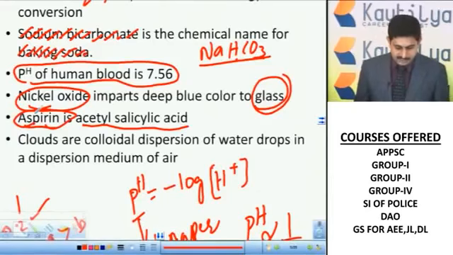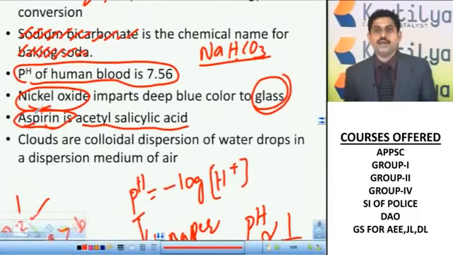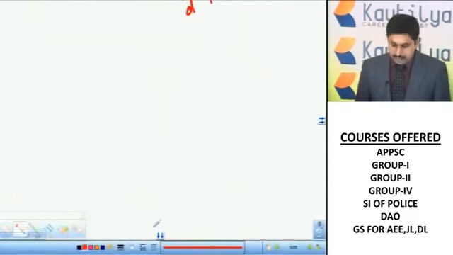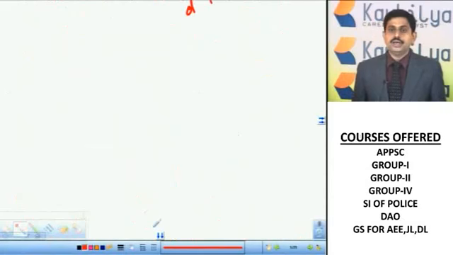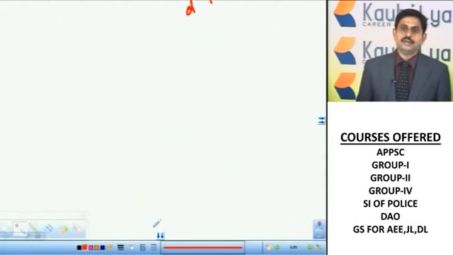Next, clouds are a colloidal dispersion of water drops in a dispersion medium of air. What is a colloidal solution? I told you in the beginning that solutions are classified into true solution, colloidal solution and suspension. For example, if you enter a movie hall, you are going to observe some dust particles when the screen is exposed.